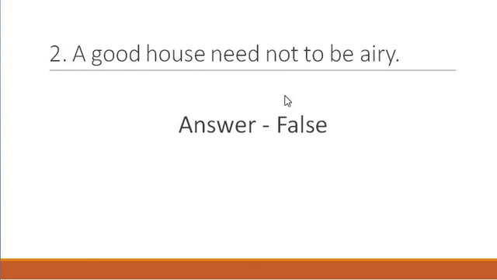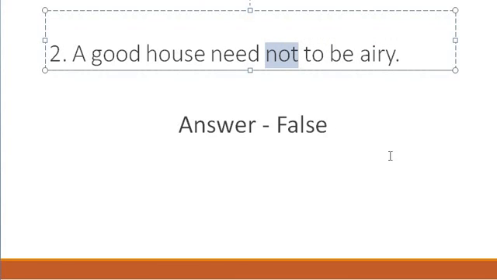Second one, a good house need not be airy. Here "need not" is written, if you can see. If you remember, in the question answers, if you have already gone through my previous lectures, there the answer was there for the features of a good house, and one of the features of a good house was it should be airy. Airy means a proper amount of air, oxygen should be there.